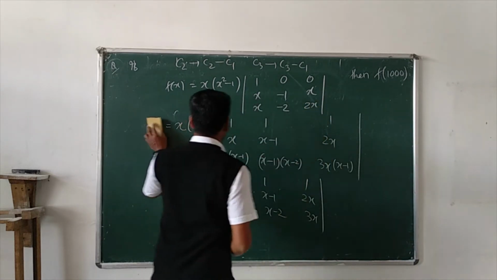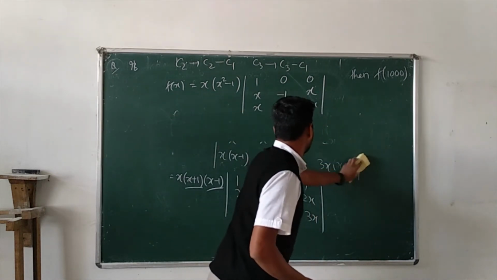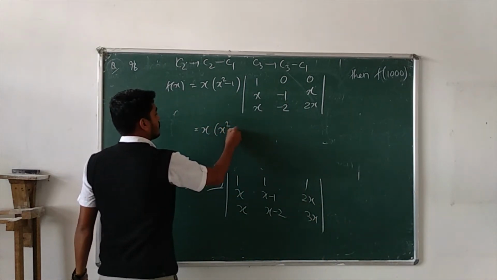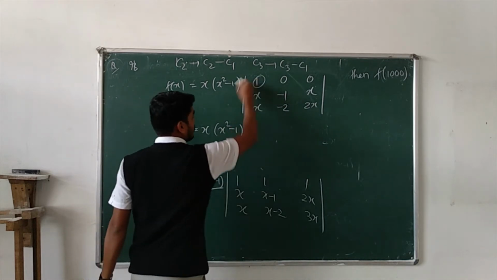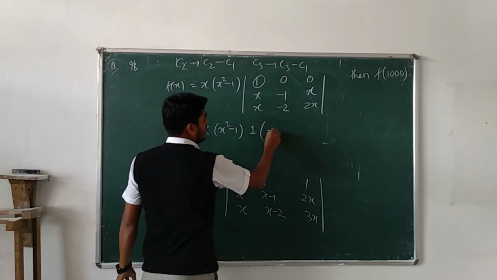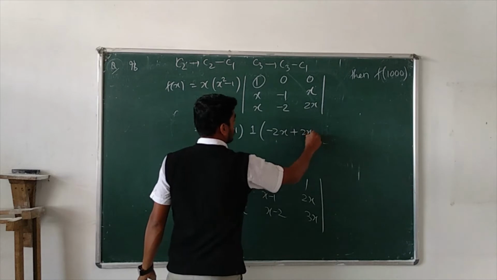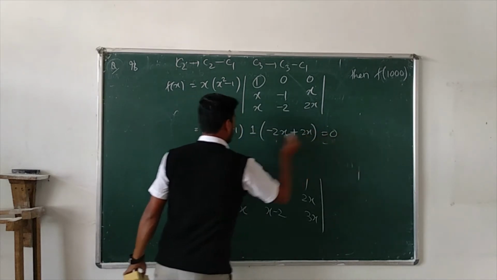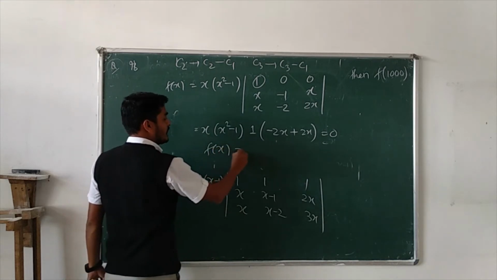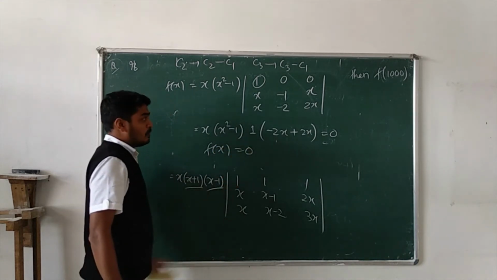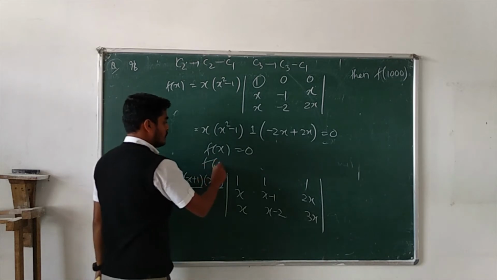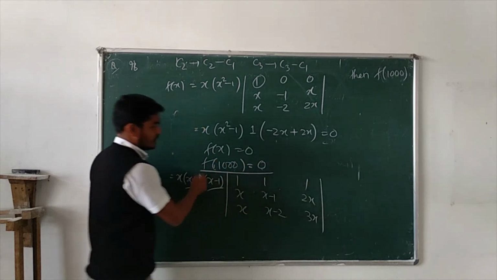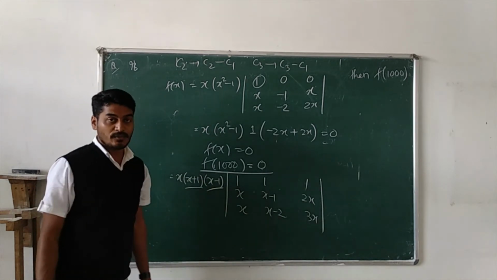So now we can easily simplify. Now we can easily put the value x into x square minus 1, expanding with respect to the first row. So for 1 it will be minus twice x plus twice x. After minus twice x plus twice x, it is equal to 0. That means you have got f of x is equal to 0. Now what did you find out? f of 1000. So f of 1000 is also equal to 0. So this is the correct option. I hope you have got my point.